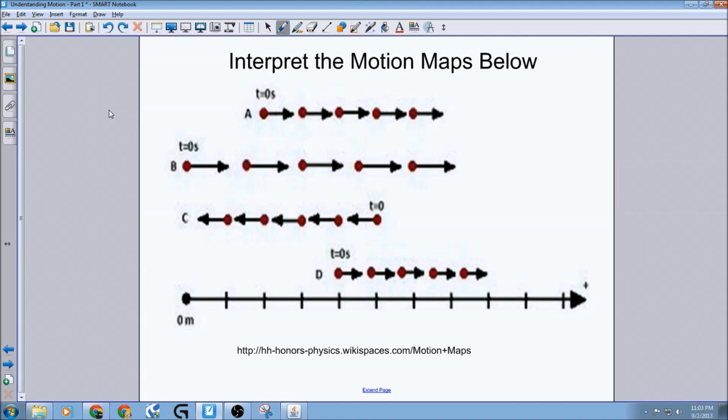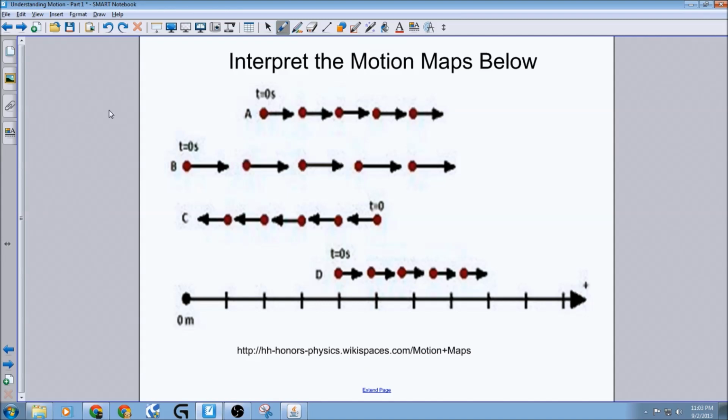So take a moment, pause the screen, try to interpret the motion, and then we'll go over the answers. Okay, let's go over the answers.